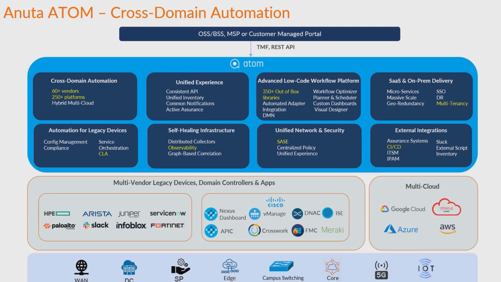For devices that are not managed by any controllers, Atom provides complete lifecycle automation from day zero provisioning, config management, service orchestration, active assurance, and closed-loop automation. Atom is based on a microservices architecture with the flexibility to deploy on-prem or on-cloud. Atom supports 250 plus platforms from 60 plus vendors.